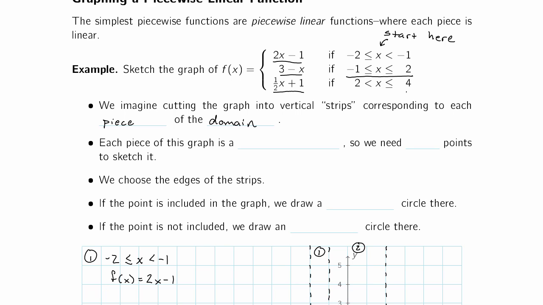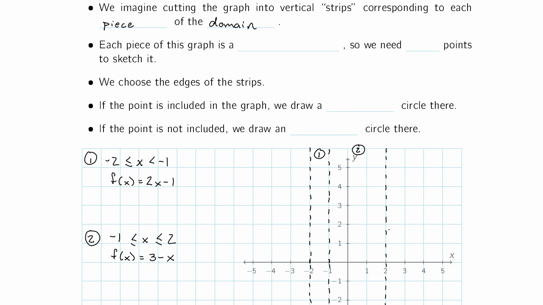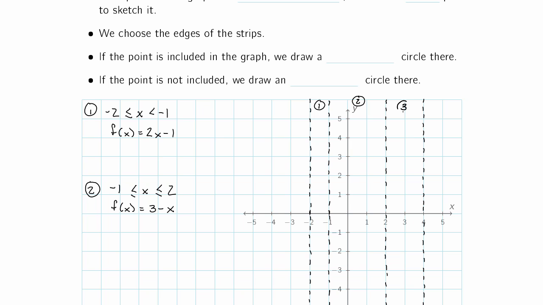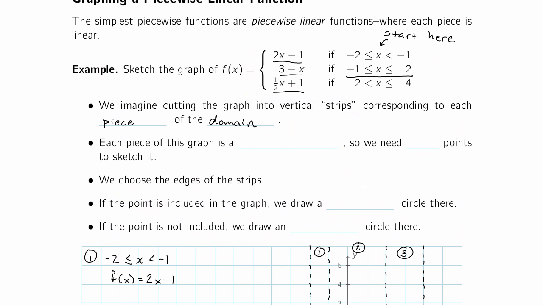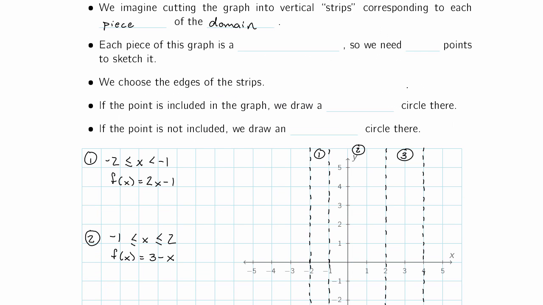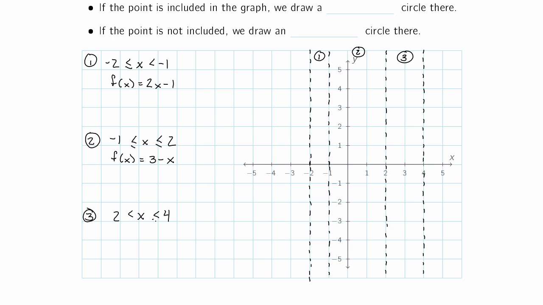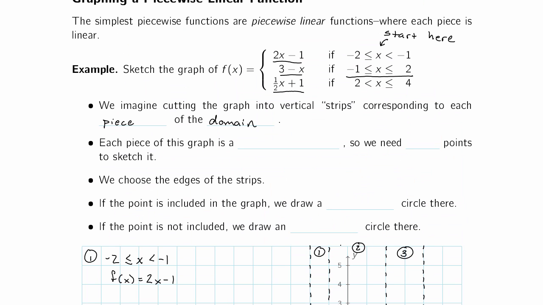Then the third part of my graph is going to run from 2 up to 4. So I'm going to make one more cut at x equals 4. And this is piece number 3 of my graph, where x is between 2 and 4. X is not allowed to equal 2, but it is allowed to equal 4. And on that part of the graph, the actual expression for my function is 1/2 x plus 1.